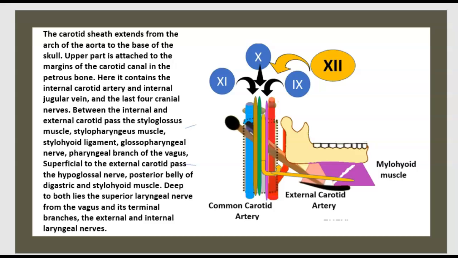Carotid sheath. The carotid sheath extends from the arch of the aorta to the base of the skull. The upper part is attached to the margins of the carotid canal and the petrous bone. Here it contains the internal carotid artery and internal jugular vein, and the last 4 cranial nerves. Between the internal and external carotid pass the styloglossus muscle, stylopharyngeus muscle, stylohyoid ligament, glossopharyngeal nerve, and a pharyngeal branch of the vagus nerve.